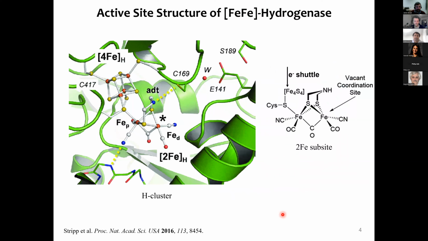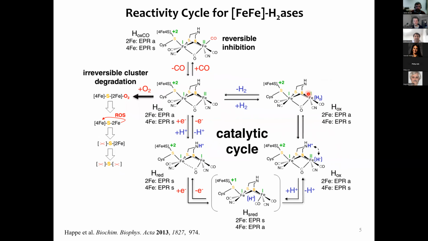So this is the active site structure of iron hydrogenase. This is the Fe2S2 subsite, and this is the Fe4S4 cluster, which acts as an electron shuttle. And this is the vacant site where protons or hydrogen come and bind. This is the reactivity cycle of iron hydrogenases. The forward direction is the hydrogen oxidation cycle, and the reverse is the proton reduction cycle. But the major problem is when we expose the iron hydrogenase enzyme to air, it results in irreversible degradation of the catalyst and permanent loss of the catalytic activity.